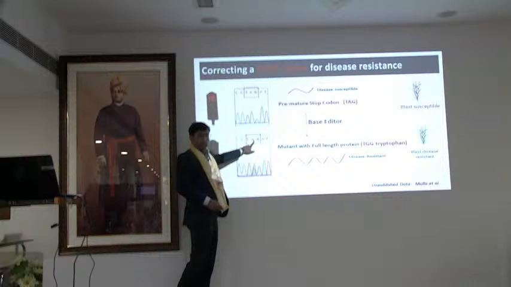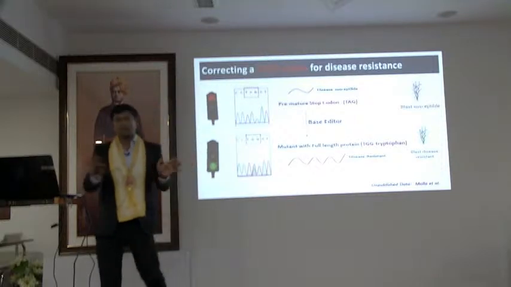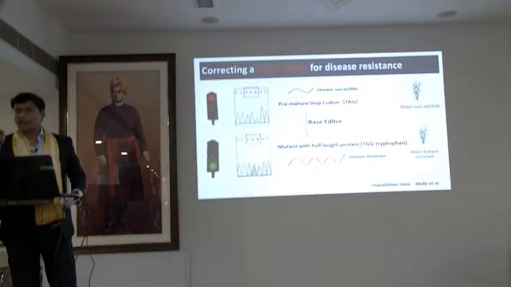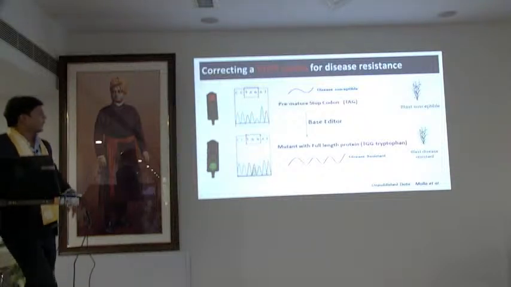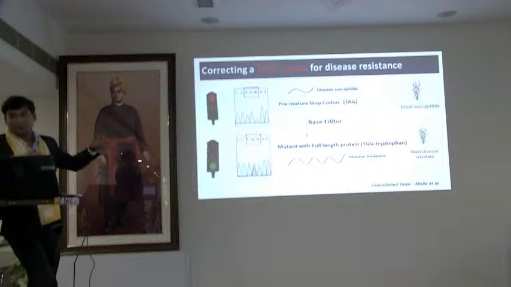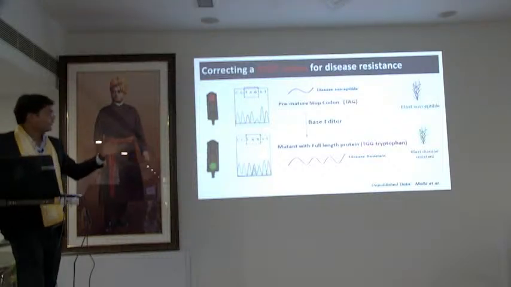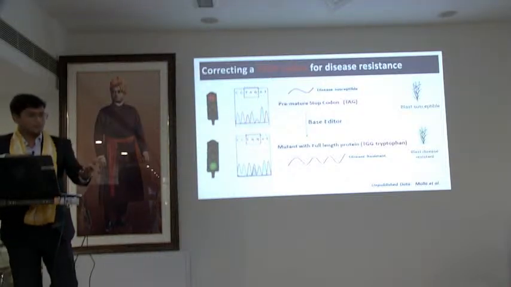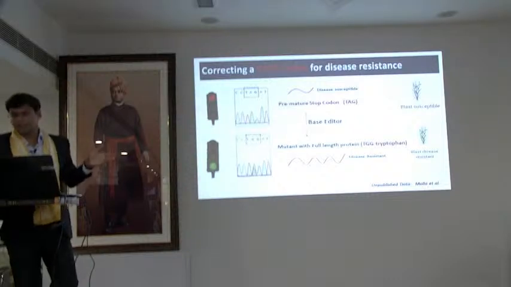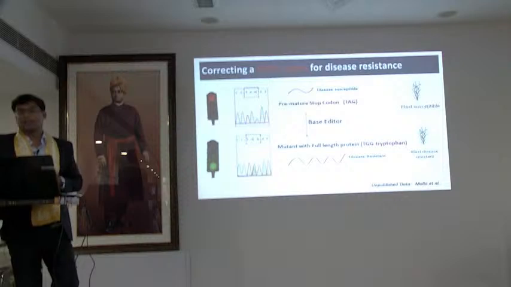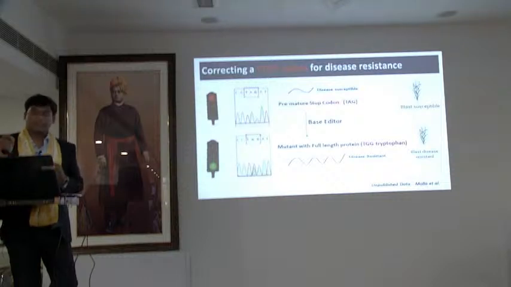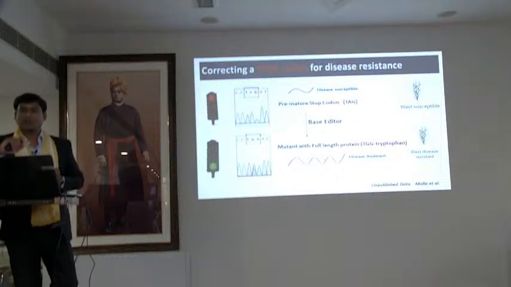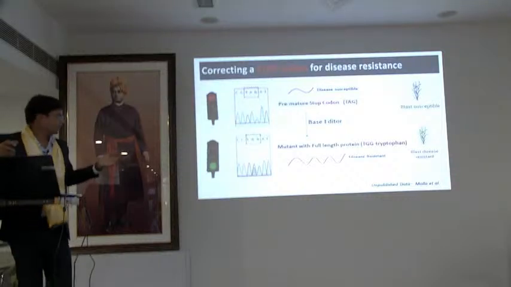It became TGG. Okay? Now when it becomes TGG, it codes for tryptophan. It is not a stop codon now. It can produce an amino acid which is viable for a protein structure. So the mutant will produce a full length protein and the plant would be disease resistant. Because of this natural mutation, some rice varieties are disease susceptible. Now when you correct it artificially with the base editor, it becomes a blast disease resistant plant. So this editing tool gives you the power to correct a natural mutation for developing disease resistance. This is a very good example of crop improvement.